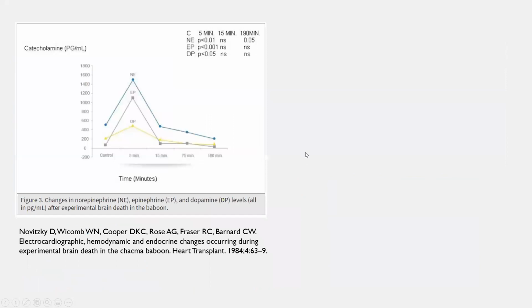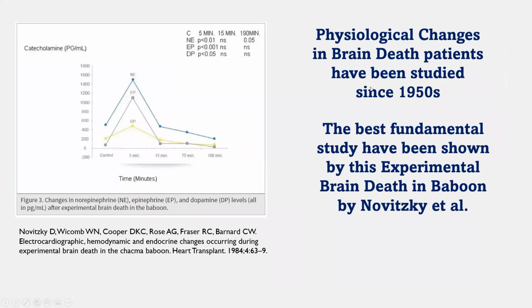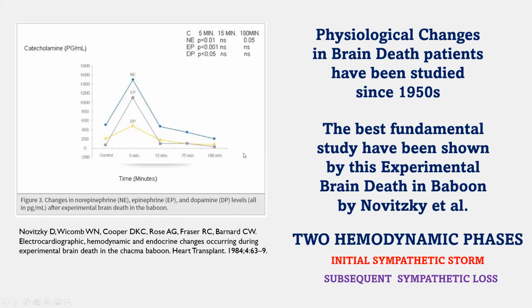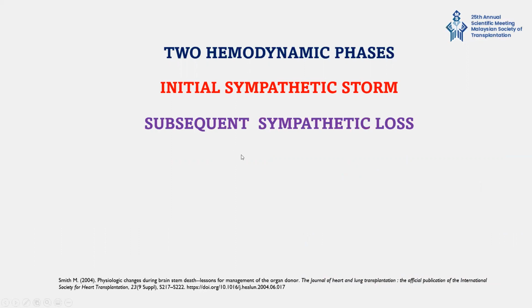Okay, so in the experiment, Novitsky has shown that there are 2 hemodynamic phases, which is the initial sympathetic storm, where circulating catecholamine will shoot up very high in the beginning, and then subsequently the body will show sympathetic loss, when the catecholamine goes down less and less until it becomes almost zero. Okay, so these 2 hemodynamic phases are initial sympathetic storm and subsequent sympathetic loss.